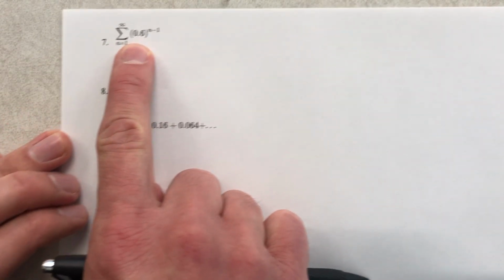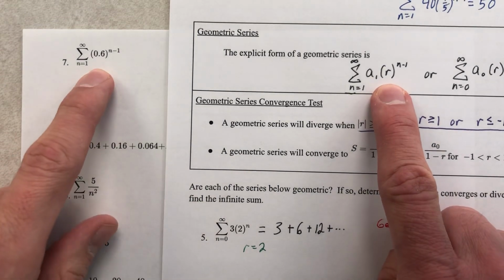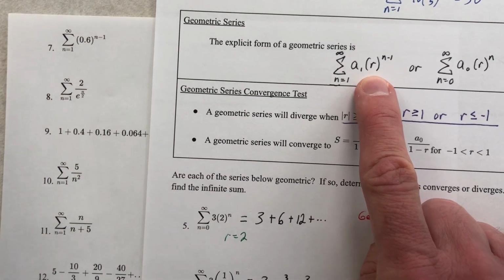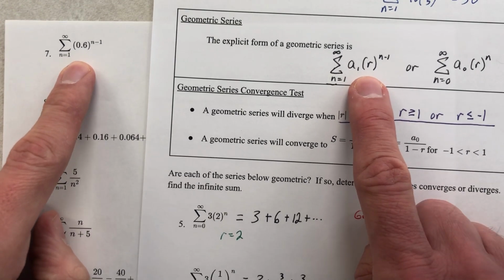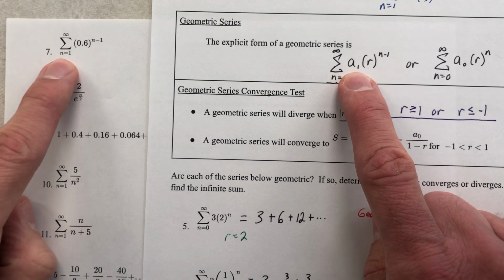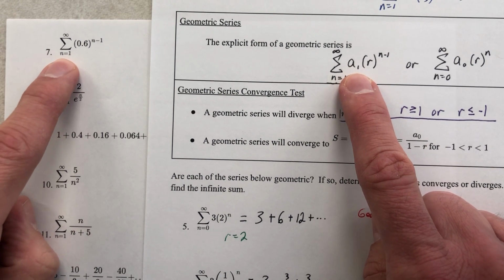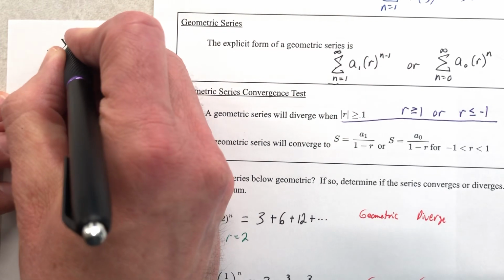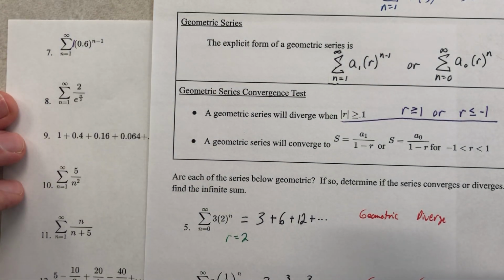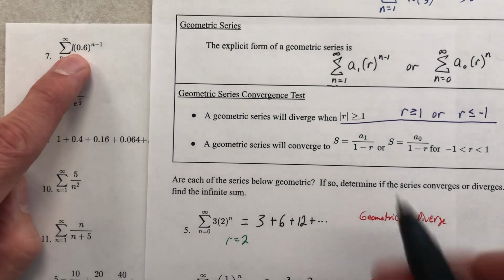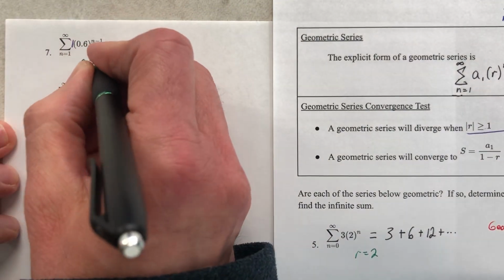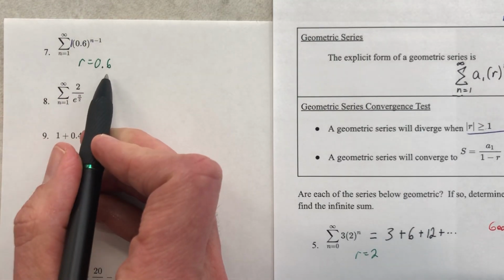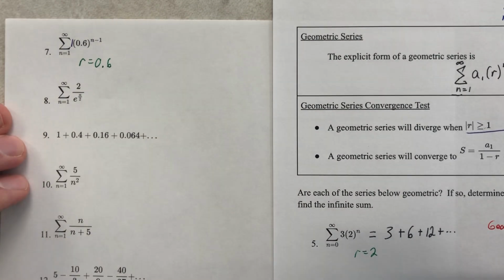Is this structured like a geometric formula? And the answer is yes. Now, my paper is not front and back. Mine is just one-sided, but if you flip it over, you'll see that. This is the same as that, so we can identify the parts. A sub 1, the first term, we are starting with n equals 1. A sub 1 is, in this case, 1. So there's an understood 1 there. And in this case also, r is equal to 0.6. So if you wanted to, you could write, oh, r equals 0.6. Because 0.6 is between -1 and 1, then this thing is going to converge.